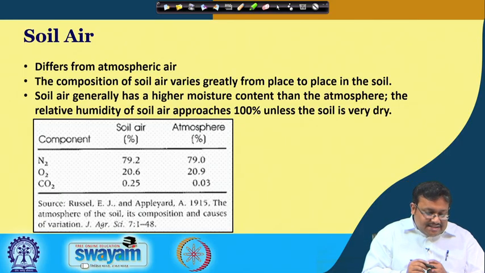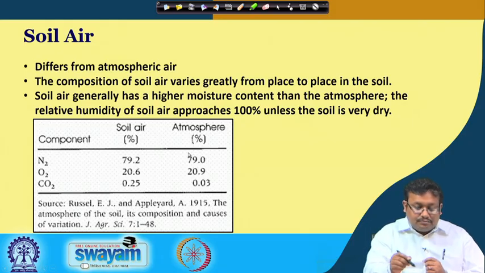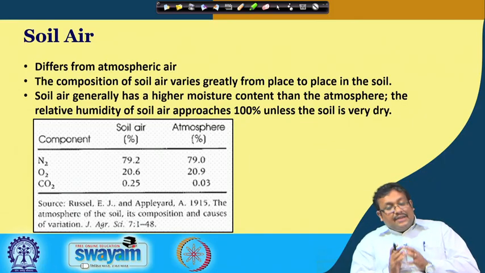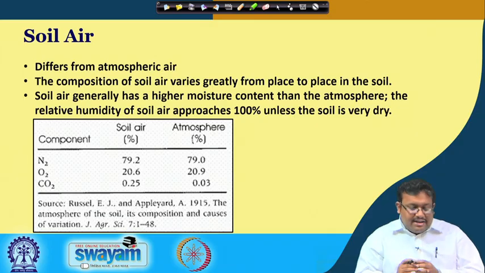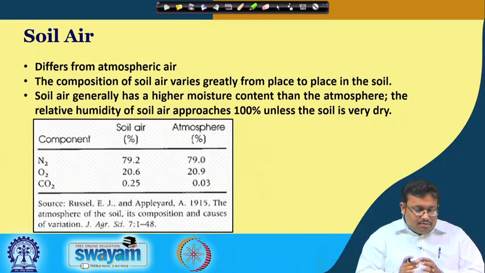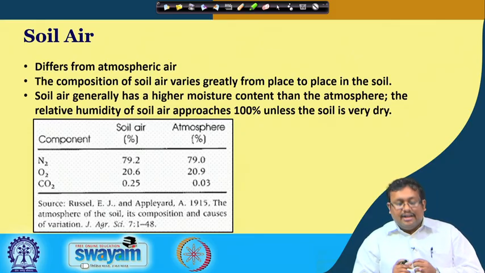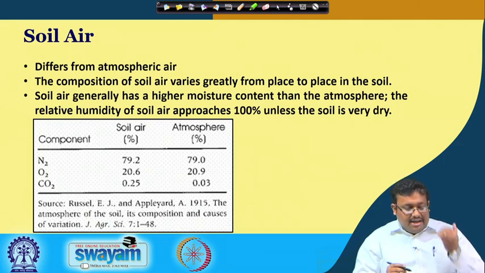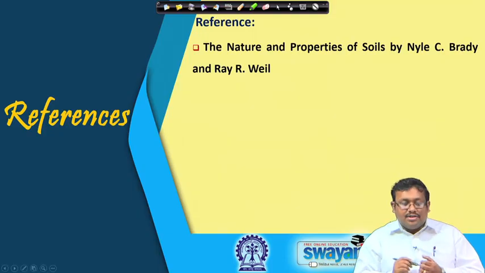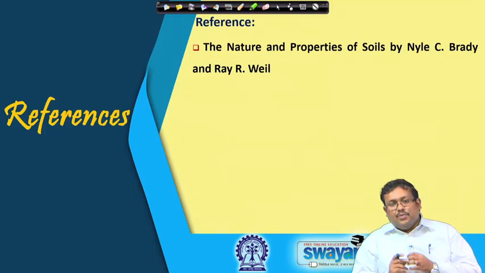As you can see from this table, in a comparison of soil air and atmospheric air, soil air contains 79.2% nitrogen, almost similar to the atmosphere, and oxygen is also the same. However, carbon dioxide shows almost a 10 times increase in soil air compared to the atmosphere, because of the high amount of respiration going on by different microorganisms present in the soil. That is why soil air has a higher amount of carbon dioxide than atmospheric air.